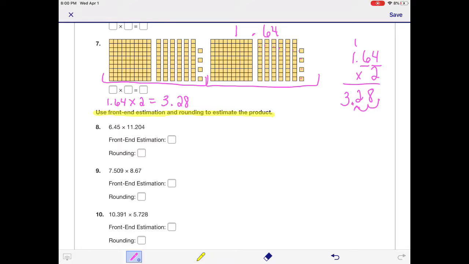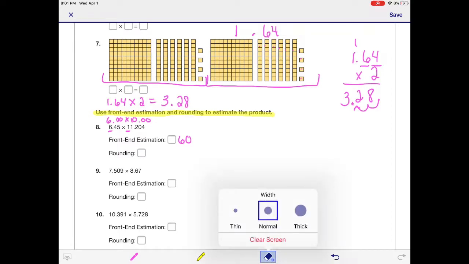Front-end estimation is so easy. You are simply taking the front number, the very front number. The rest becomes zeros, and you are just doing the multiplication. So if the rest becomes zeros, we have 6 times 10. So with front-end estimation, our answer is going to be about 60.